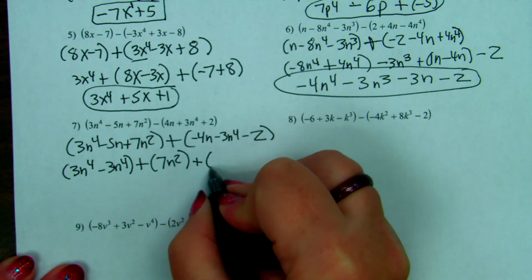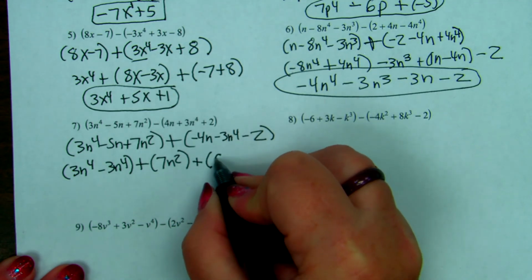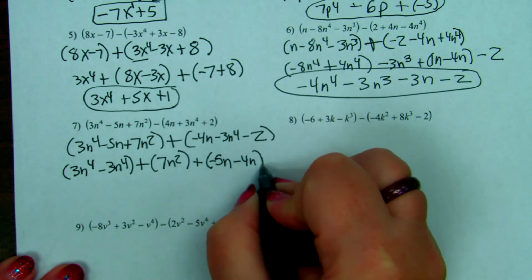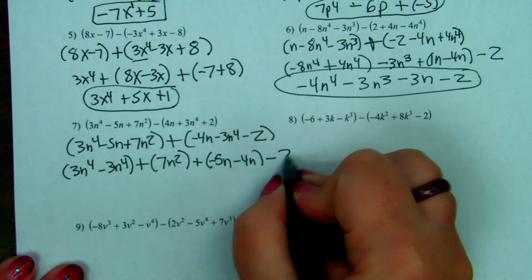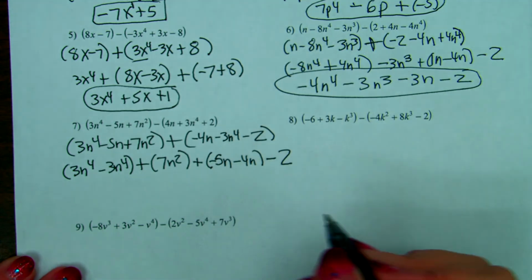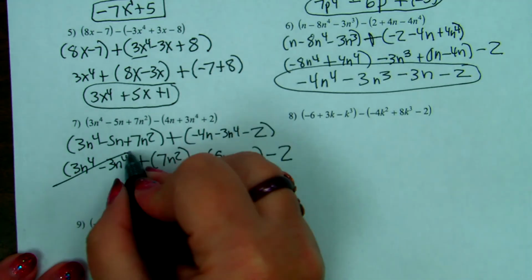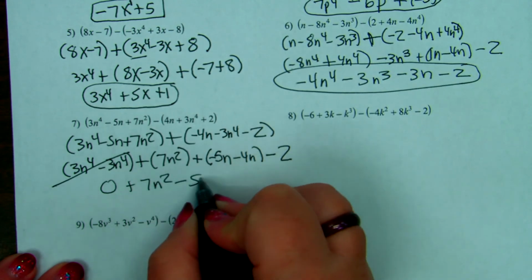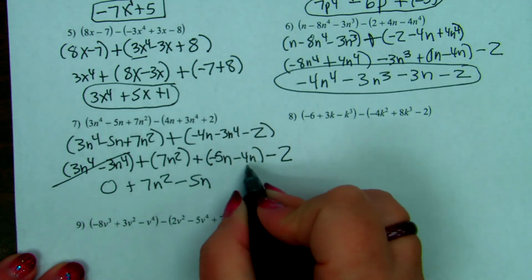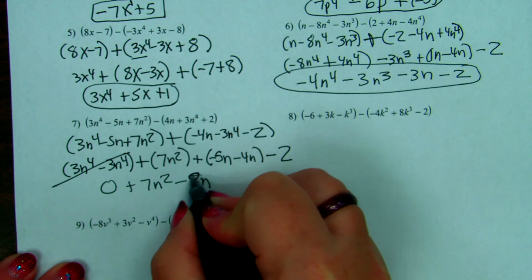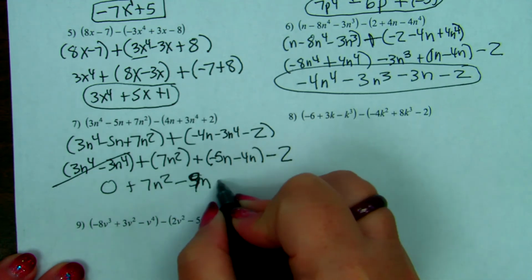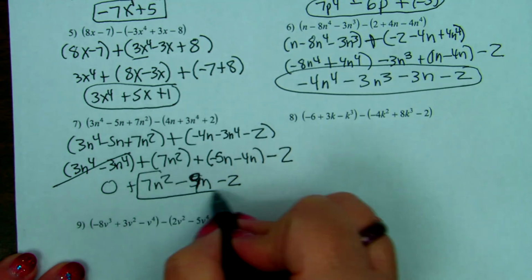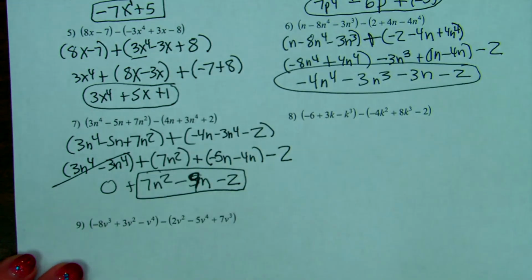Plus negative 5n minus 4n. And then there's a negative 2 by itself that doesn't have a pair. So these cancel to 0, plus 7n squared minus 5n minus 4n is minus 9n minus 2. The 0 is just a 0, so that's our answer right there.